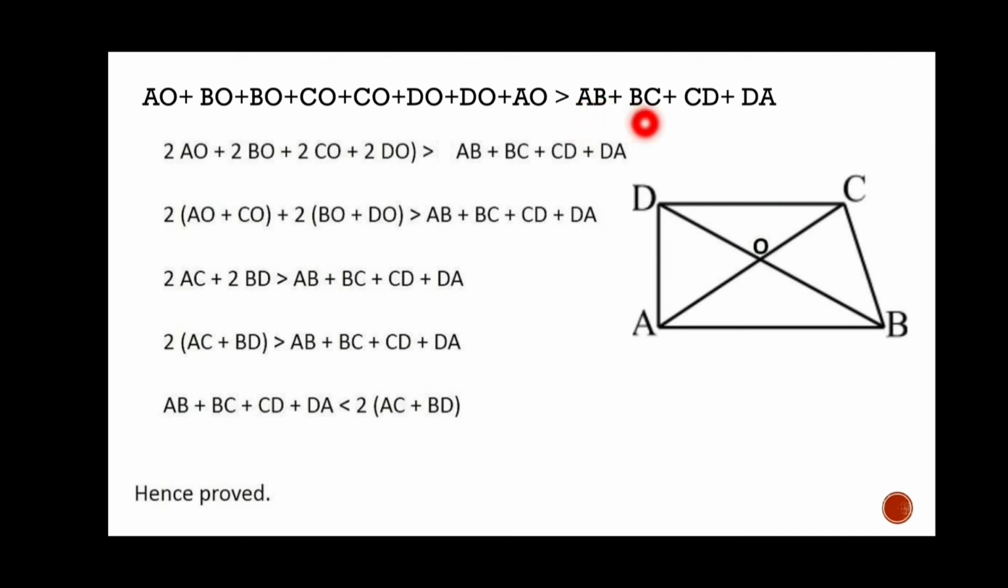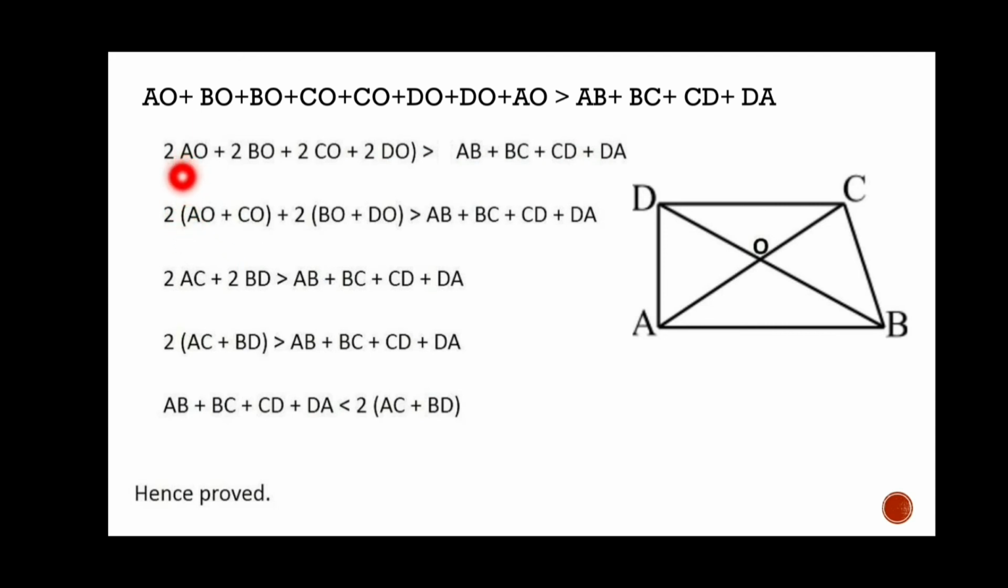So AB plus BC plus CD plus DA, this is the sides of the quadrilateral. Now here you can see all these terms AO, BO, CO and DO are coming twice. So we can write it as 2AO plus 2BO plus 2CO plus 2DO is greater than AB plus BC plus CD plus DA.